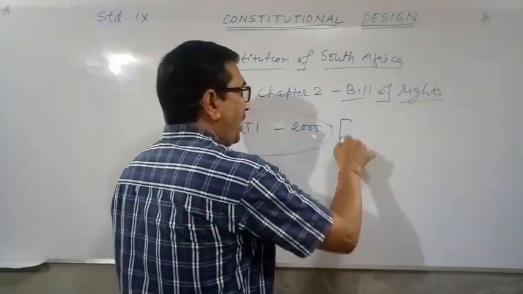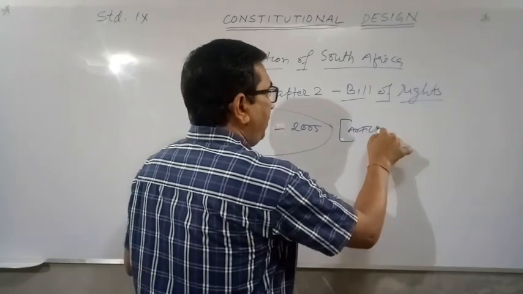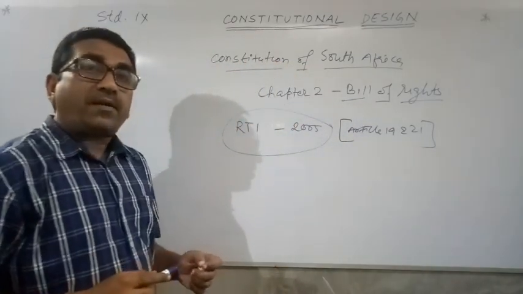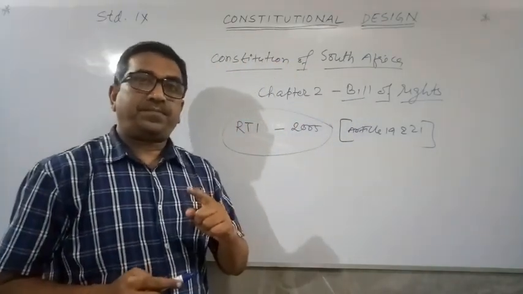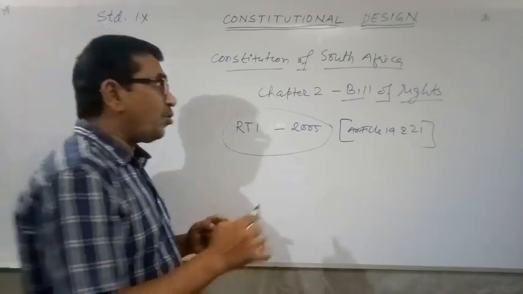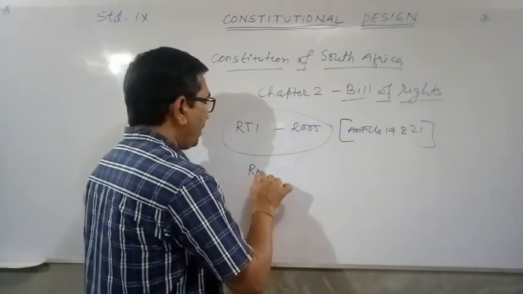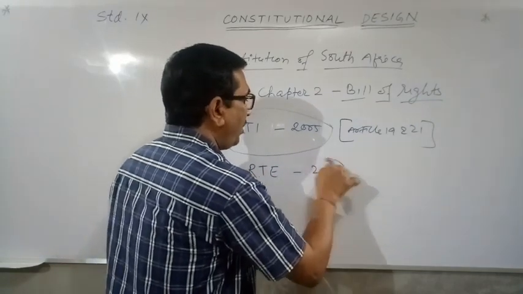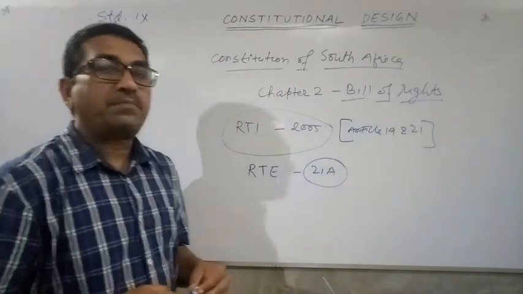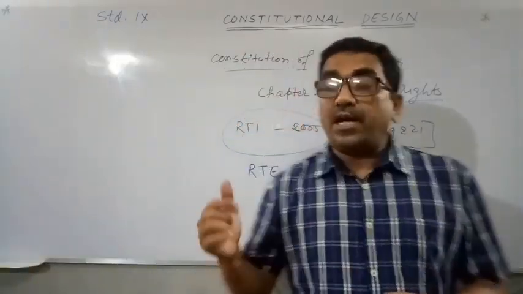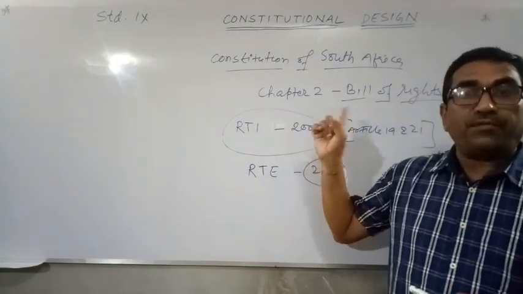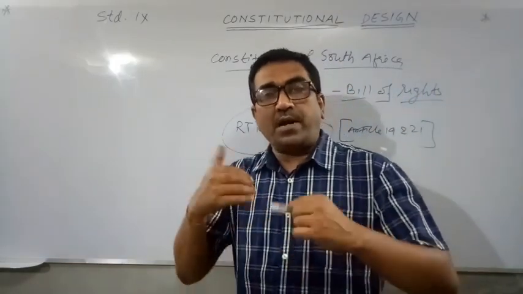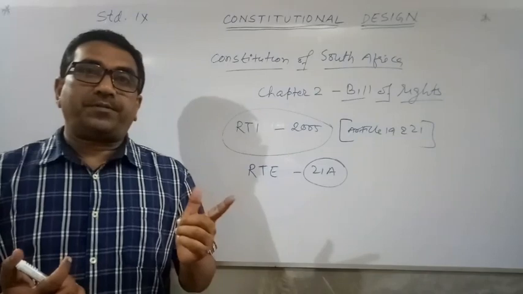We added it under article 19 and 21. Then right to education. Later on, it has been included in article 21. It was recently, a few years back, that it has been added. But it was part of their constitution framework. It means a few rights that we have added to our constitution later on, they had already included.